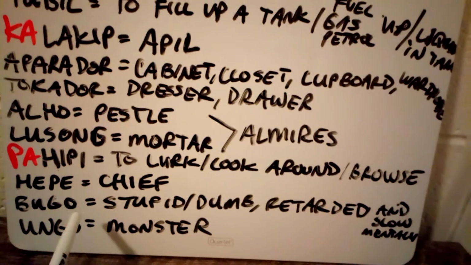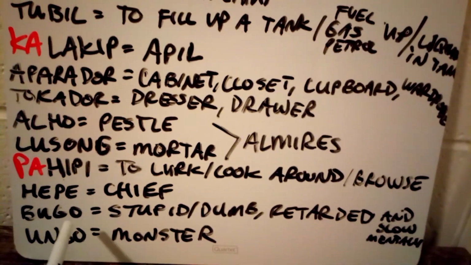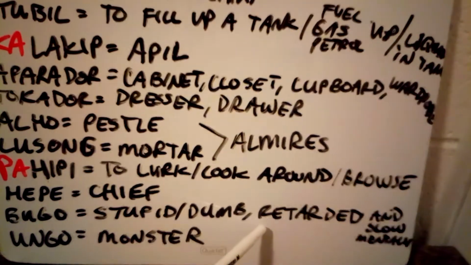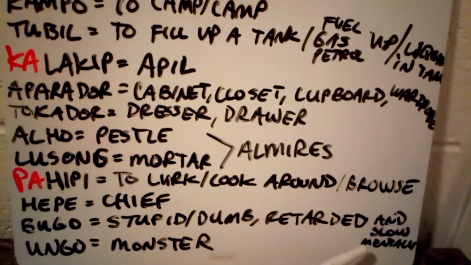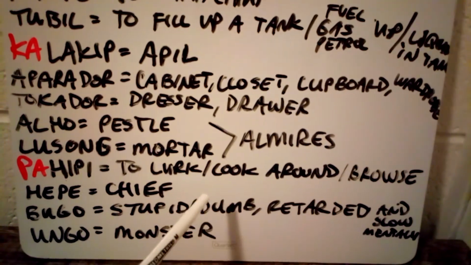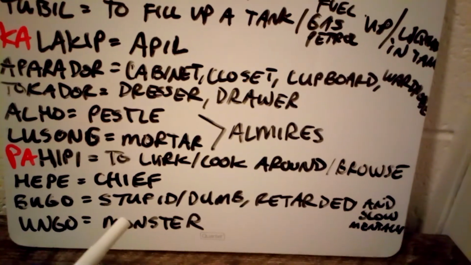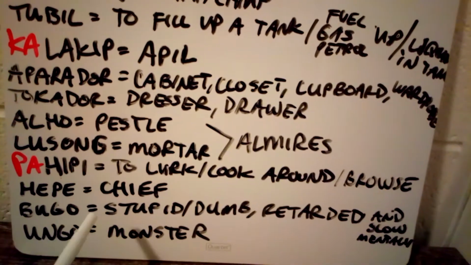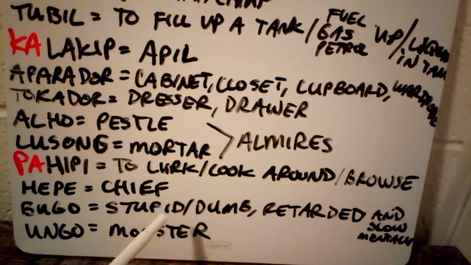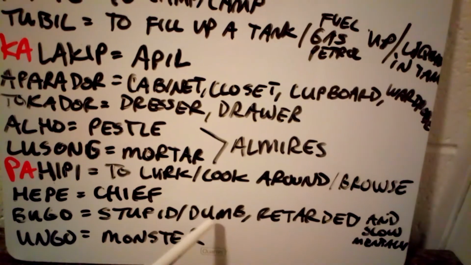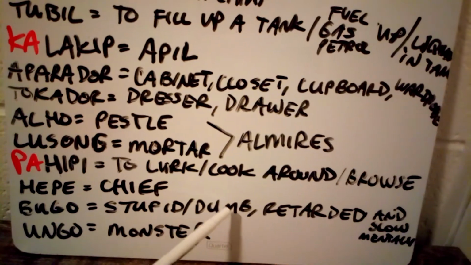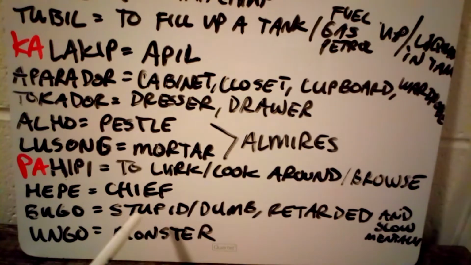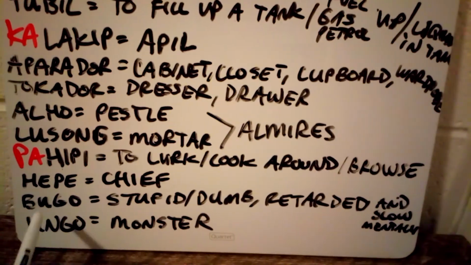Almost done, but bugo, right? If you call someone bugo, and bugo is an adjective, it means stupid or dumb, or someone who's slow in a mental way. Oh my gosh, you're slow, you're just dumb and slow. Bugo siya. It could be a mental disability, or maybe a learning disability, or a comprehension disability. Bugo is that word to describe it.